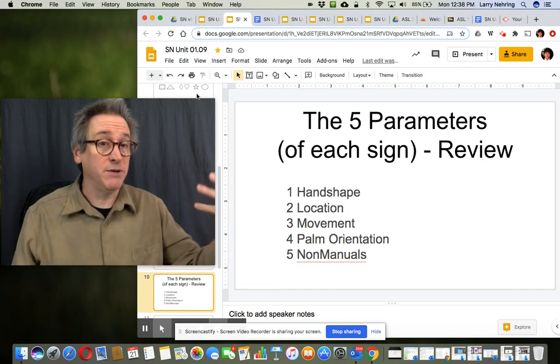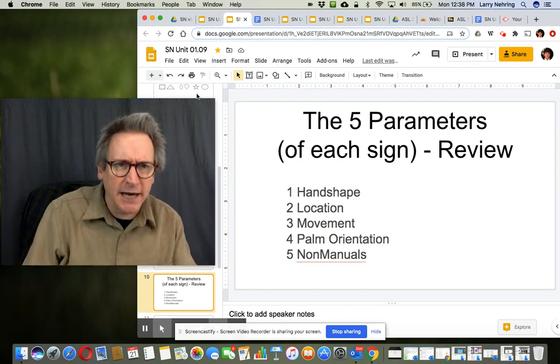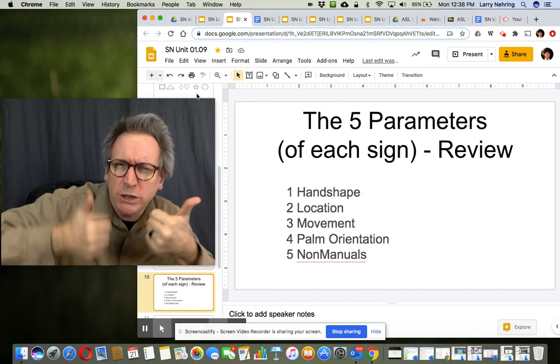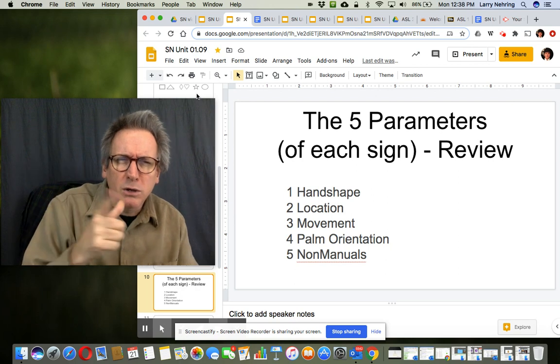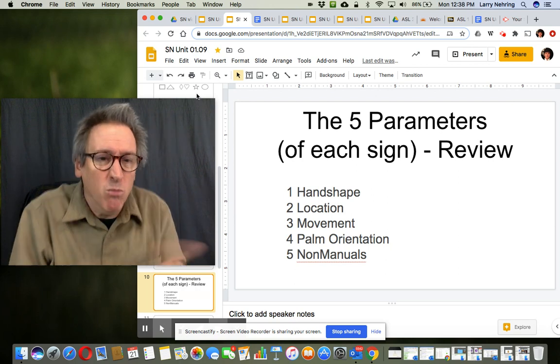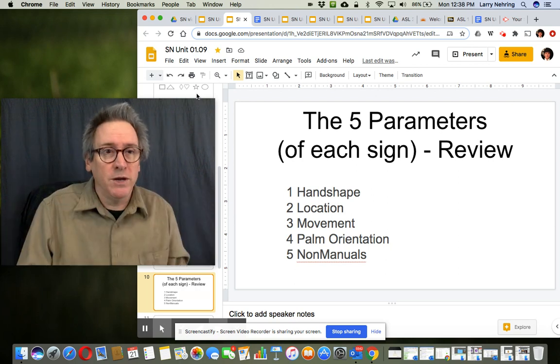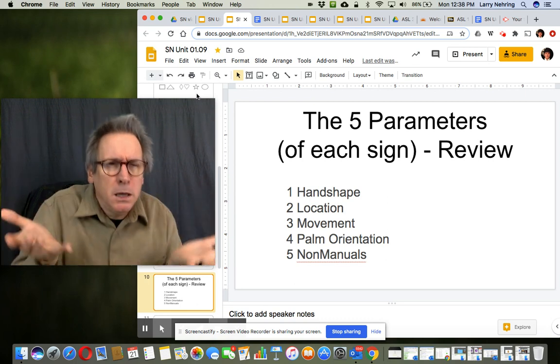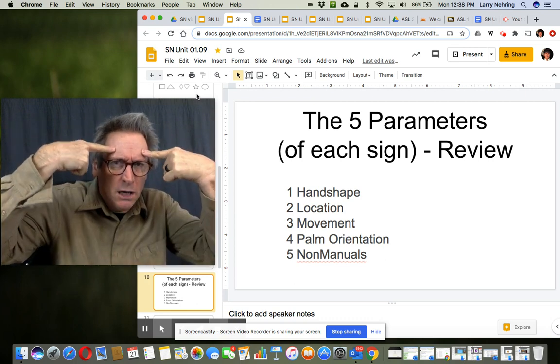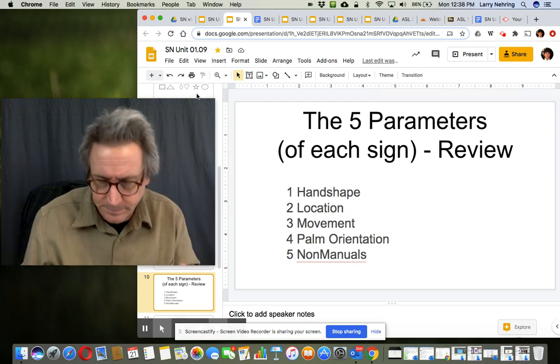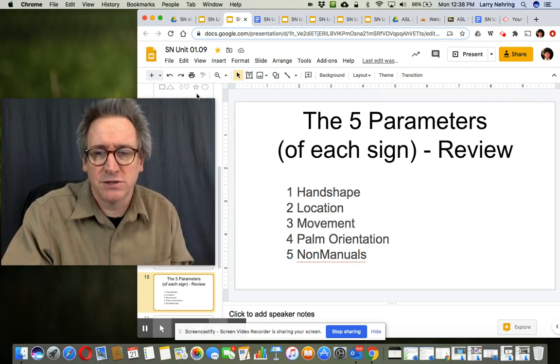For most WH question words, you want to practice the sign with the eyebrows down. Which, where, who, what. You always want to practice so that when you produce the sign, it will automatically give you the right facial expression. All right, so that's the parameters.